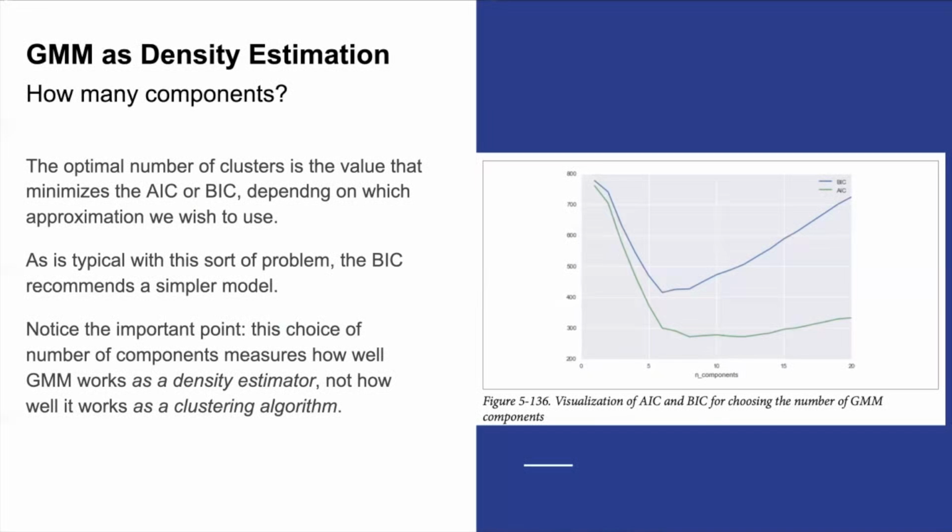Notice this important point. This choice of number of components measures how well GMM works as a density estimator, not how well it works as a clustering algorithm. I would encourage you to think of GMM primarily as a density estimator and use it for clustering only when guaranteed within simple data sets.